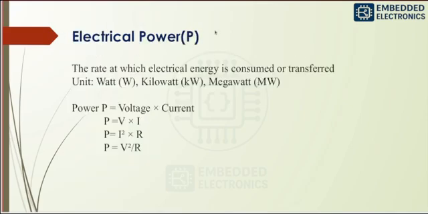Next, electric power. So what is power? Power means how much energy you have. That is nothing but power, right? Electrical power means the rate at which electrical energy is consumed or transferred. The unit of power is watt, kilowatt, megawatt. The power formula is voltage into current, V into I.